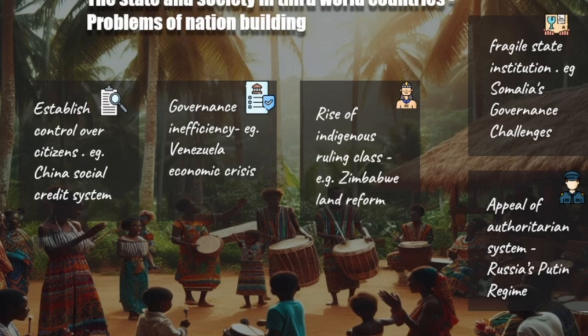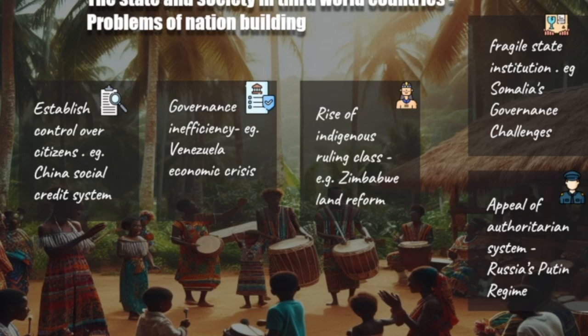And the last is the appeal of authoritarian systems. Now let's look at Russia's example. Russia under President Vladimir Putin, despite having democratic institutions in theory, has seen Putin's regime consolidate power through suppression of political dissent, media control, and electoral manipulation. This approach appeals to some segments of the population who value stability and national pride over democratic values. Putin's regime illustrates how authoritarian systems can maintain support by prioritizing security and nationalist sentiments.